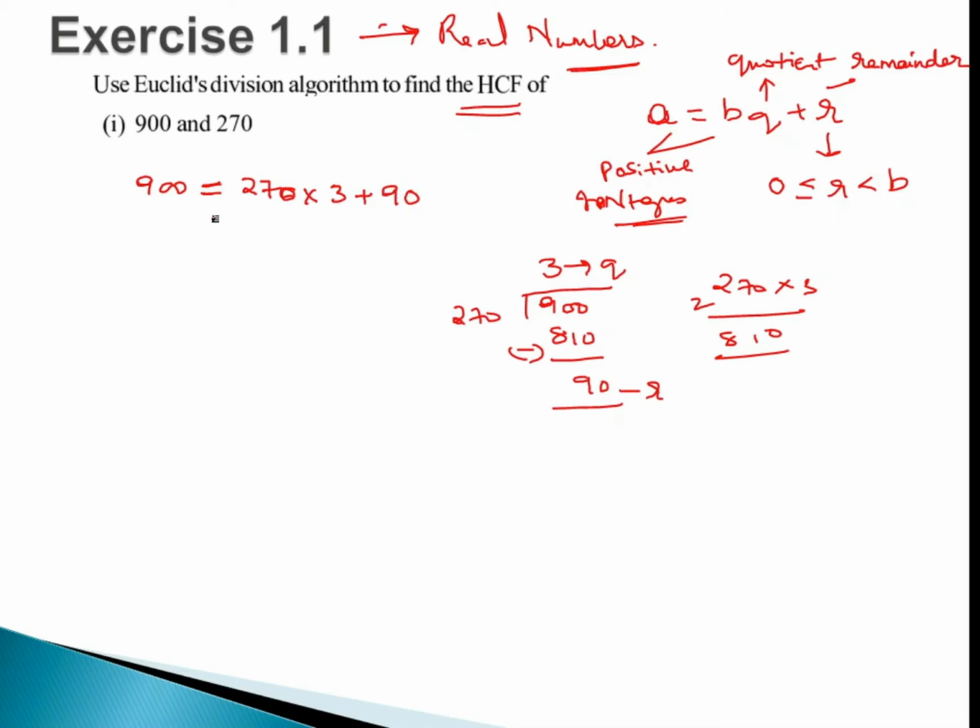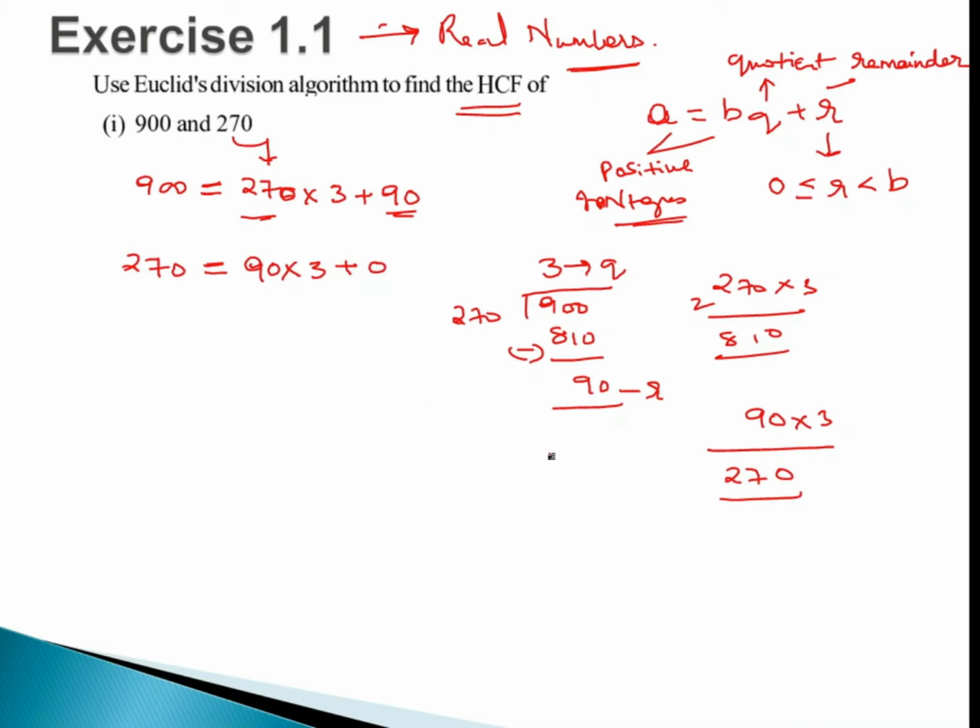Now look at the next number. This number is repeated here. You need to remove this number, 270. How do you write this? You need to write this number over here. If I'm doing this into 3, I'll have 270. The remainder is 0.